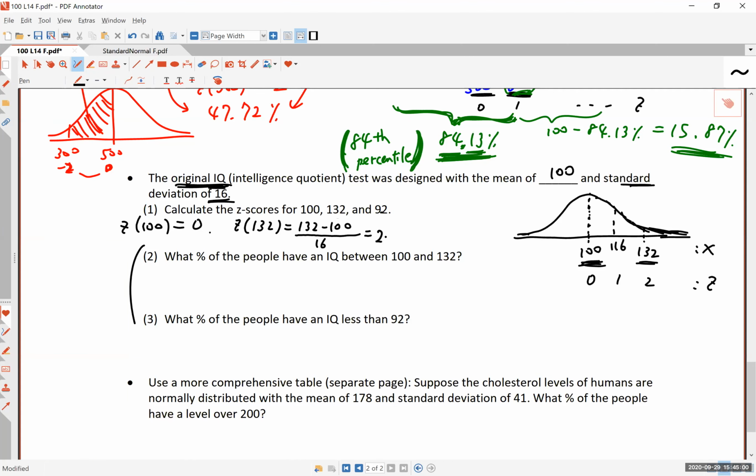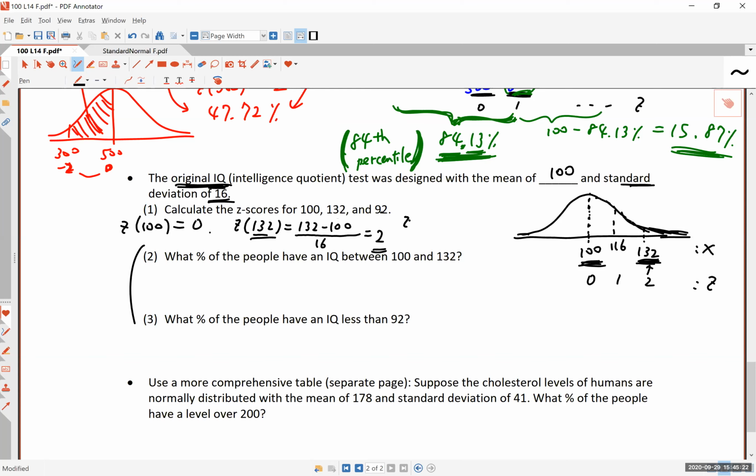Okay, so this will give you 2. That's because 32 is exactly twice the standard deviation of 16, and if you add 100 to 32, you get 132. I hope by now you understand this 2 is not just a random number. This tells you that 132 is the value that is 2 standard deviations above the mean, right?